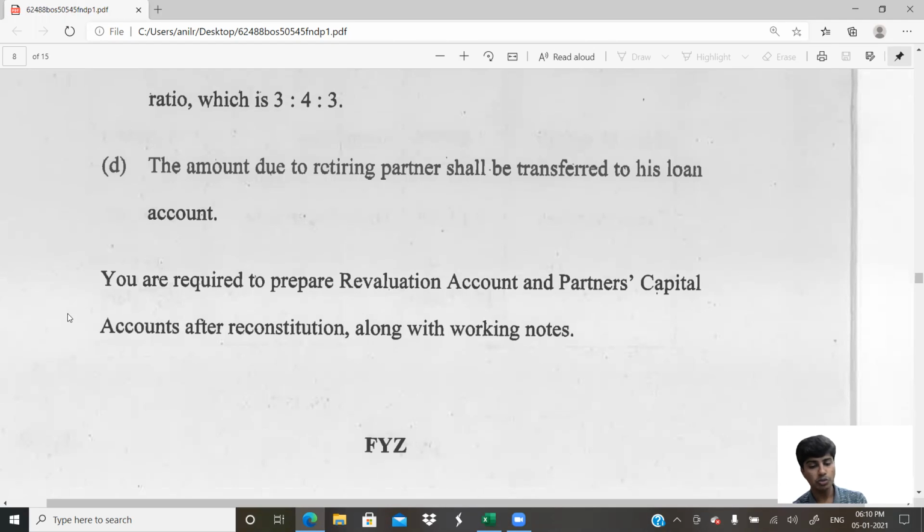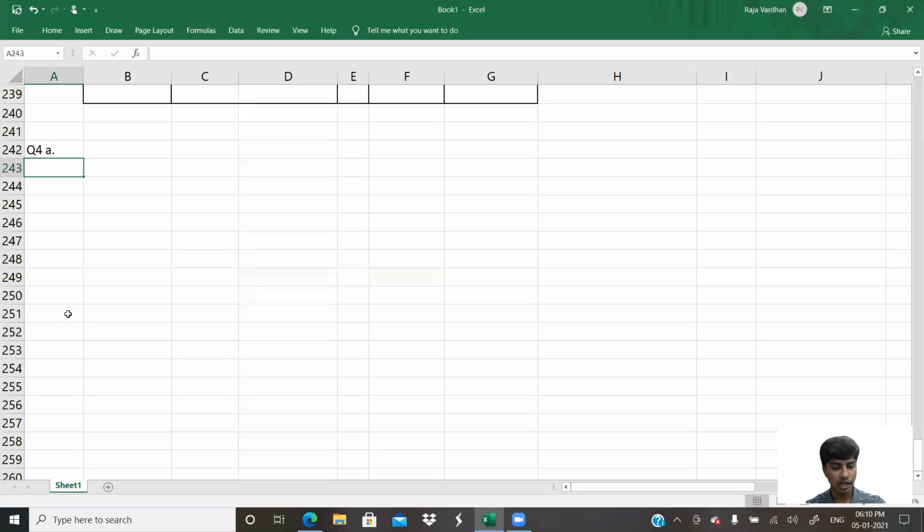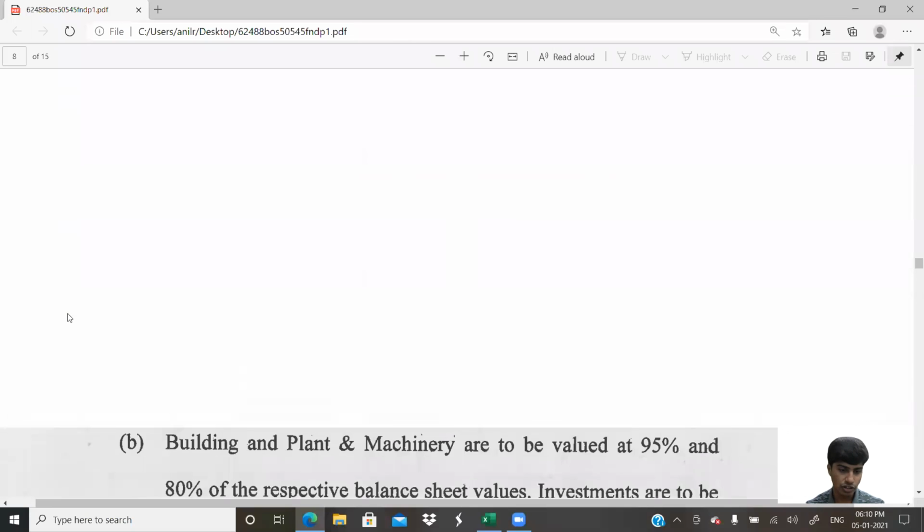notes. So we're supposed to prepare two things. Number one, revaluation. Number two, partners capital. Anything other than revaluation account and partners capital account is working notes. So they're asking us to prepare two things. Number one, revaluation account. Number two, partners capital account. Other than those two, whatever we do will be our working notes. Come on, let me put format for revaluation account and partners capital account.